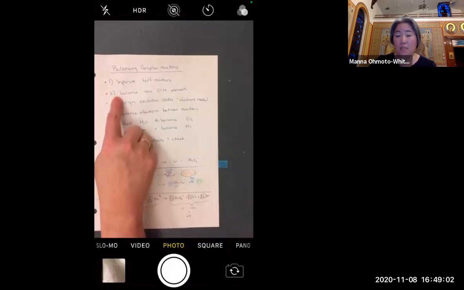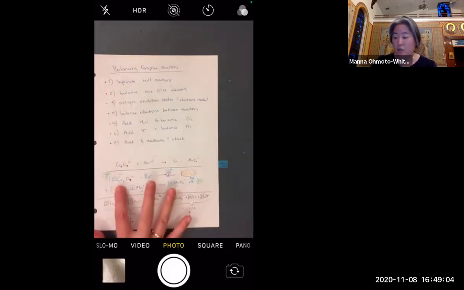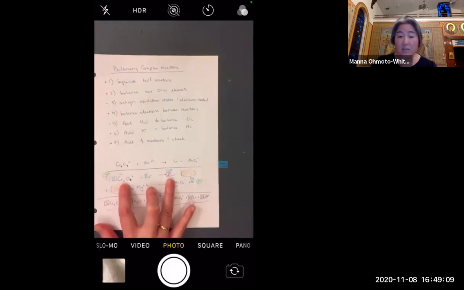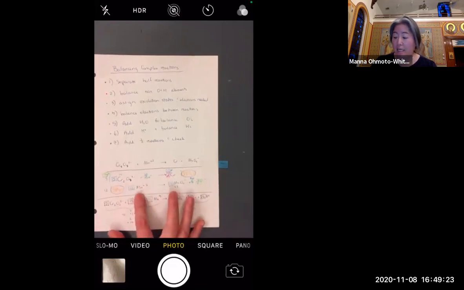Pink is where I balance the non-oxygen and hydrogen. So in chromium, this dichromate ion here and chromium here, I have a subscript of 2 here and nothing here. So I have to multiply my chromium by 2. Right? So I have 1 dichromate ion on this side and 2 chromium on this side. My manganese, however, doesn't need that second step, so there's no pink here, because my subscript for the manganese ion here is 1, and my subscript in the permanganate ion is also 1.